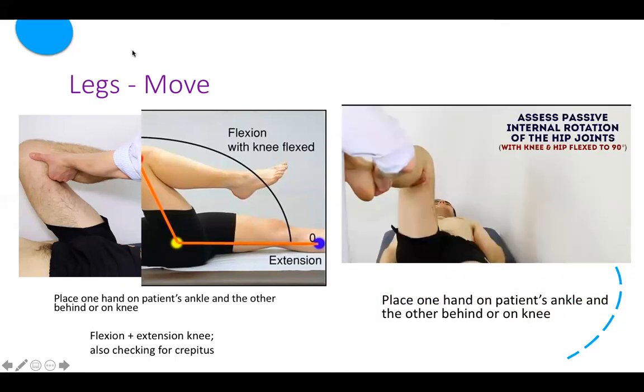And then the next part is, again, you want to keep the knee and the hip flexed to 90 degrees. As before, you place one hand on the ankle, one behind or on the knee, and you're checking internal rotation of the hip and external rotation. The internal rotation is when you're going to move the leg outward, as you can see, and it's in the green. And basically, if you just move the leg on the opposite side, you're going to be testing for external rotation.